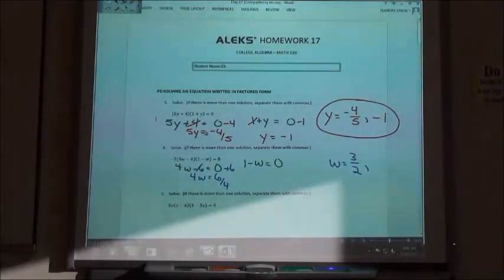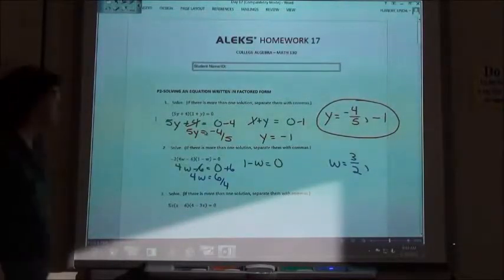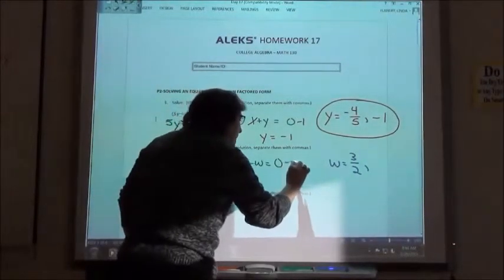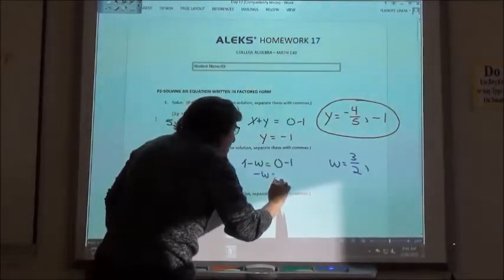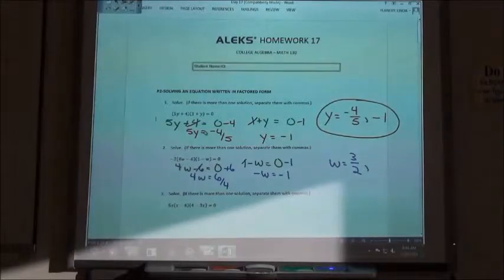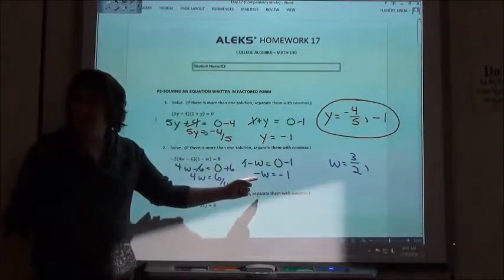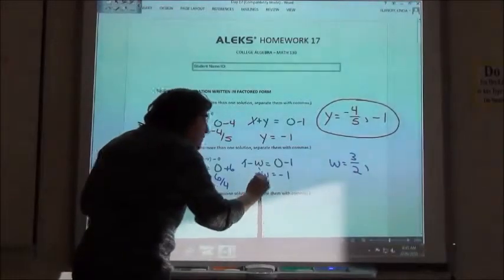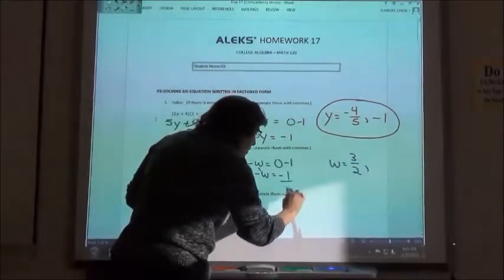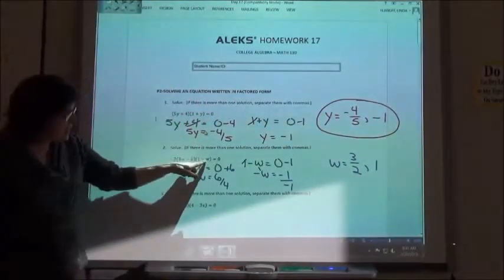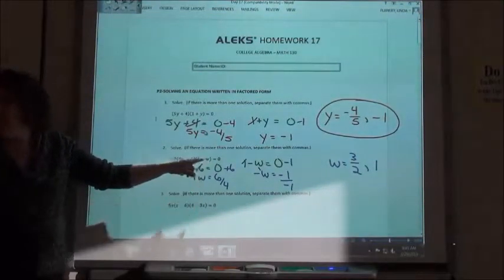Now we have to solve the second part of that. We can move the 1, which makes it a negative 1. So negative w equals negative 1. And then to solve that, we divide by negative 1, because negative w is the same thing as negative 1w. A negative 1 divided by a negative 1 is a positive 1, exactly. If I plugged it in here, 1 minus 1 is 0. That's what we were trying to get.